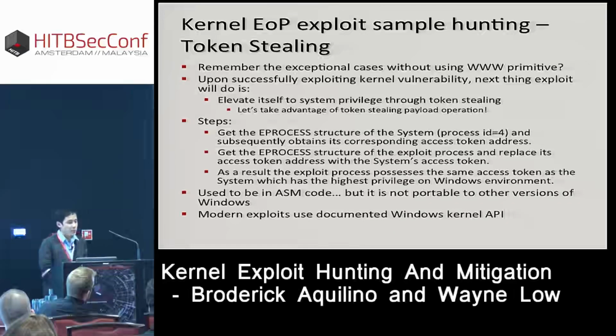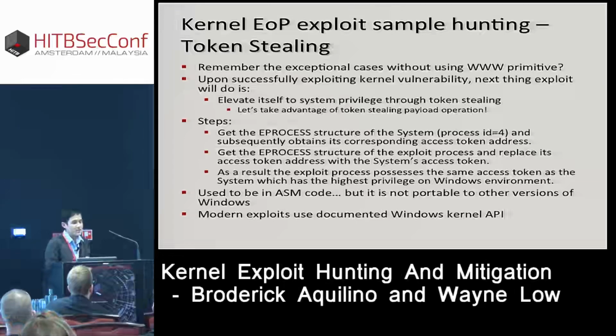First, the exploit process gets the EPROCESS structure of the system process with process ID equal to 4 and subsequently obtains its corresponding access token address. After that, the exploit process gets the EPROCESS structure of itself and then replaces its token address with the system token. As a result of this token replacement, the exploit process will have the same access level as a system process, which is full system privilege.